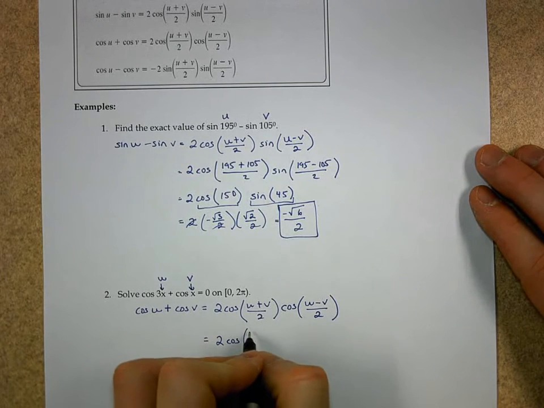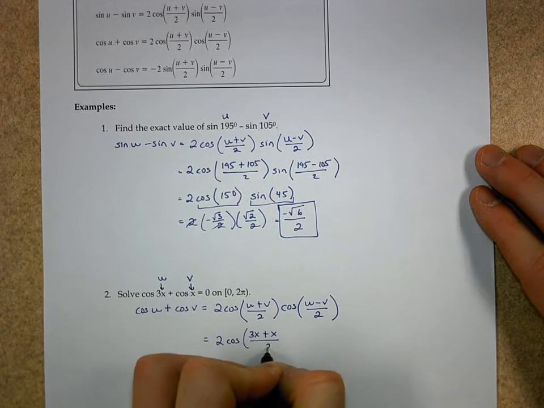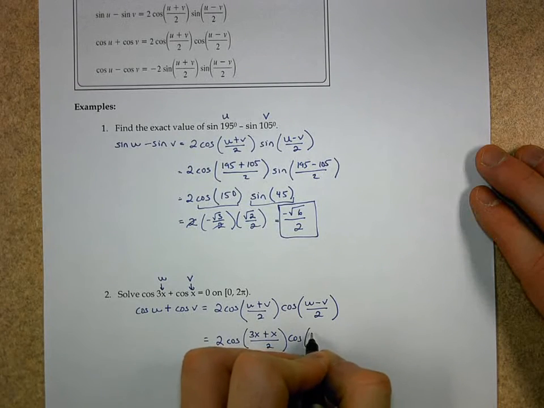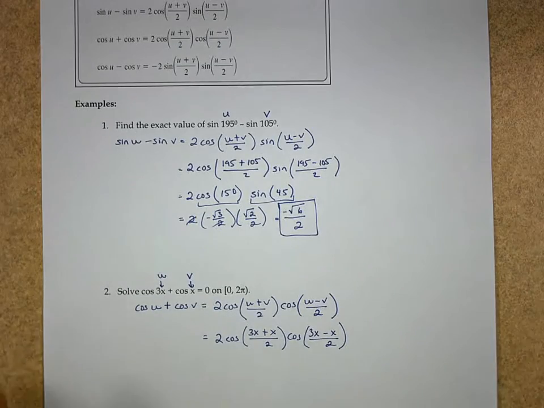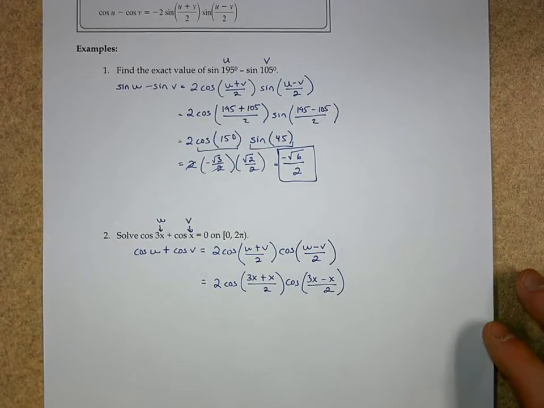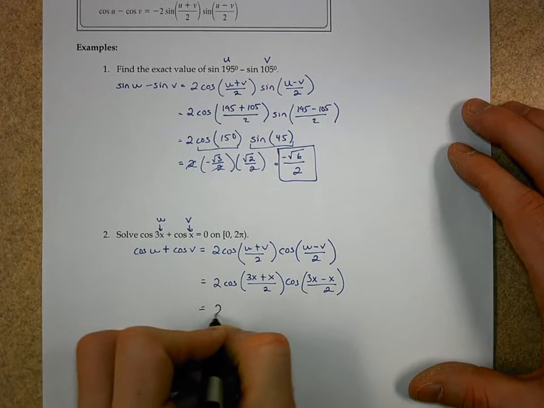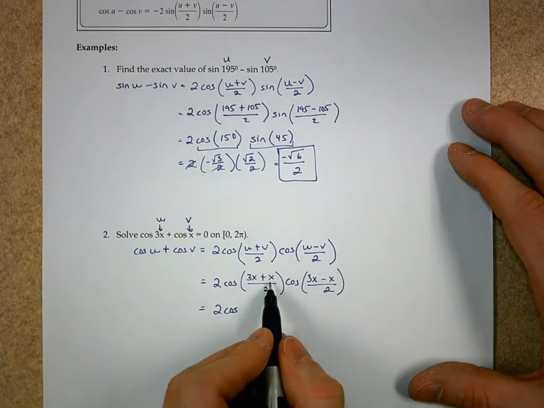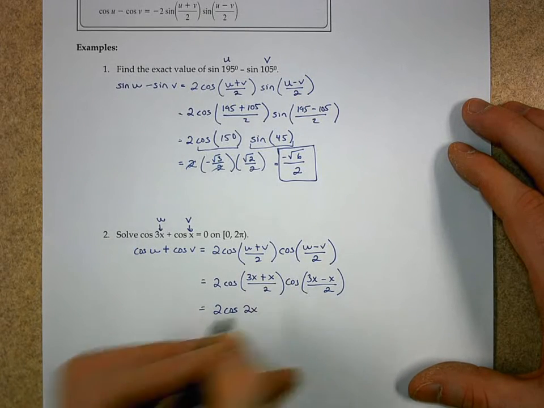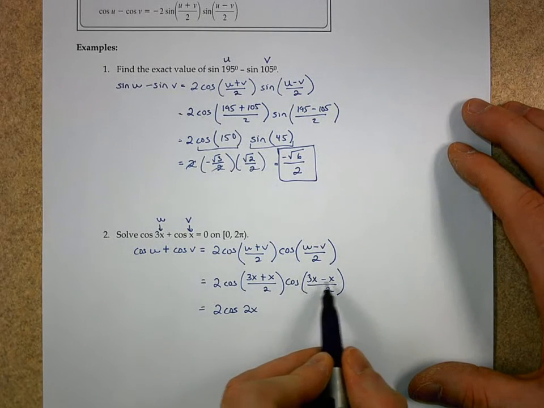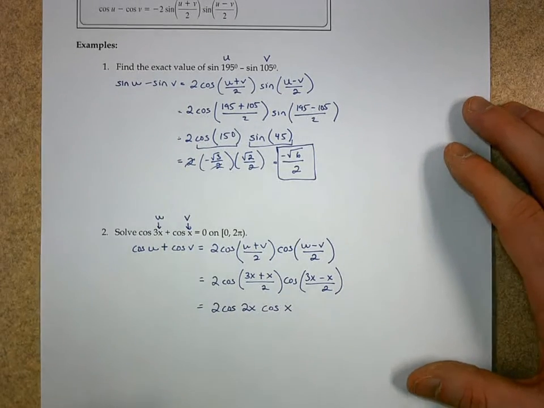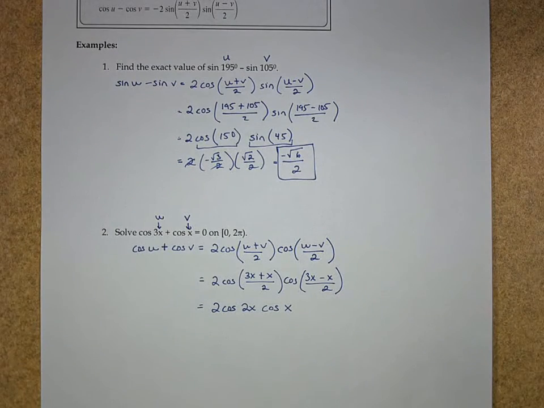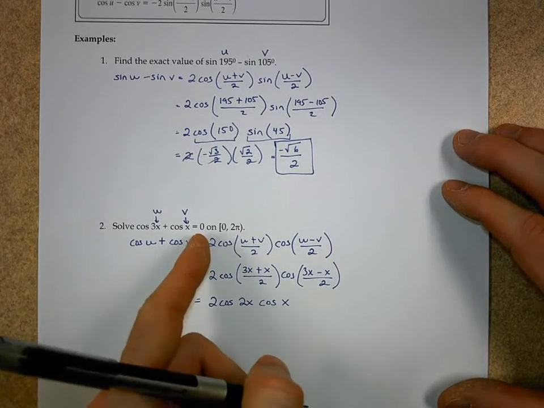So 2 times the cosine of (3x plus x) over 2, cosine of (3x minus x) over 2, plugging in 3x for u and then x for v, which here, 2 cosine of 3x plus x is 4x, divided by 2 is 2x. Cosine of 3x minus x is 2x, divided by 2 is just plain old x. So I've got 2 times the cosine of 2x times cosine of x. And this right now is all equal to 0.